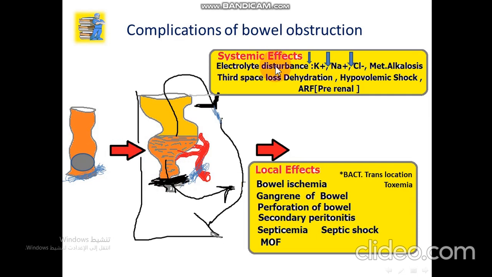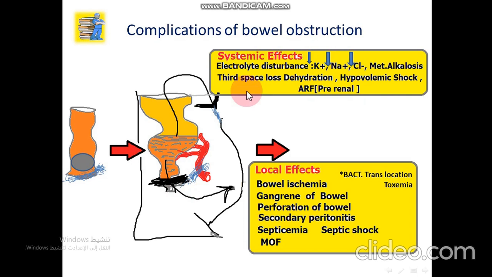electrolyte disturbance, and this is called sequestration of third space. This fluid will not be absorbed by the circulation because it's sequestered, isolated from circulation. It cannot go down to reach the venous channels, so it will be sequestrated here as the third space. The patient will have electrolyte disturbance, hypokalemia, hyponatremia, hypochloremia, metabolic alkalosis due to loss of acid, third space loss, dehydration, hypovolemic shock, and acute pre-renal failure.